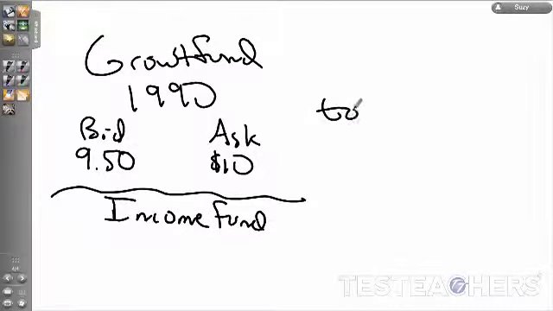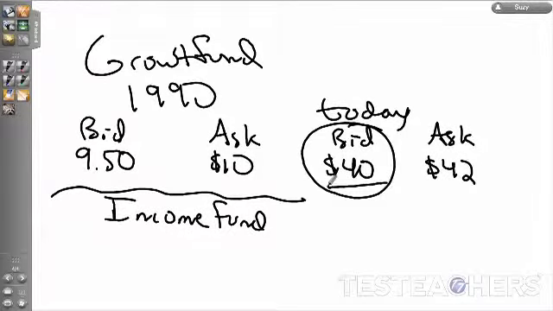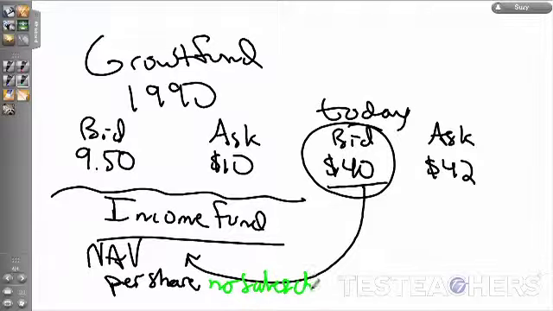So today, the growth fund has a bid, let's say, of 40 and an ask of 42. So the value of your shares in the growth fund, net asset value per share, let's say you have 10,000 shares, you're allowed to take these dollars, put them into the income fund at NAV per share. Another way of saying this is without a sales charge. No sales charges. This is the privilege, the fact that you can do so without a sales charge.